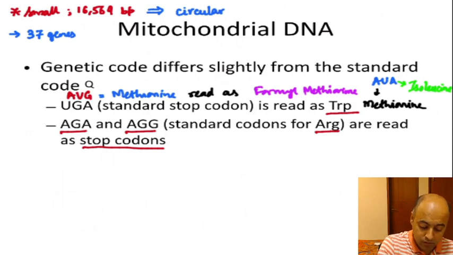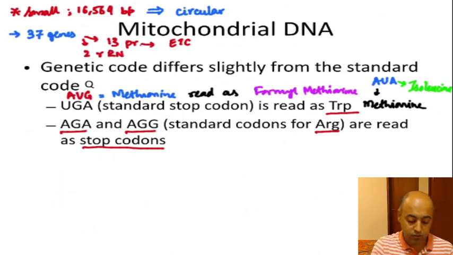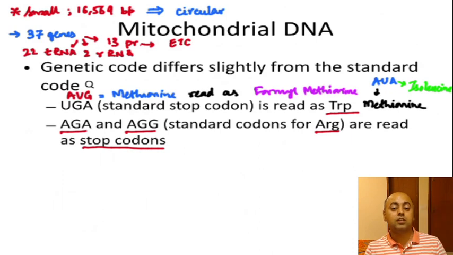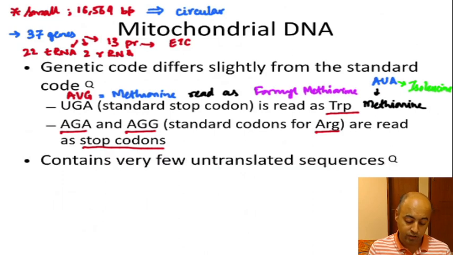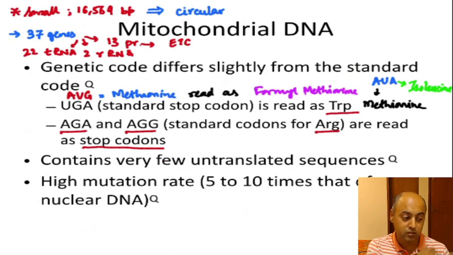Out of these, 13 are proteins, and each of them belongs to the electron transport chain. We get two ribosomal RNA, and the remaining 22 are transfer RNA. So these are the products coming from the mitochondrial DNA: 13 proteins all belonging to the electron transport chain, two ribosomal RNA, and 22 transfer RNA. In addition, almost all of the DNA is getting translated. We have very few untranslated sequences. And lastly, the mutation rate is significantly higher in comparison to the nuclear DNA.